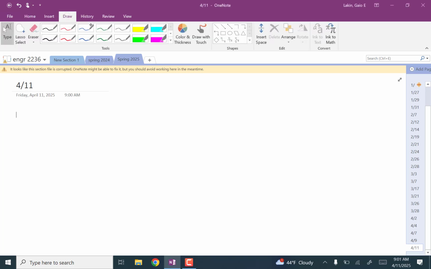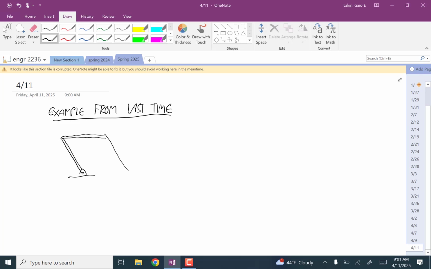So let's just keep going with this 4-bar linkage. It looks like this. These angles are 50 degrees. We have a couple on this body of 100 Newton meters. I numbered the members 1, 2, 3 like this. And then the joints are A, B, C, D.